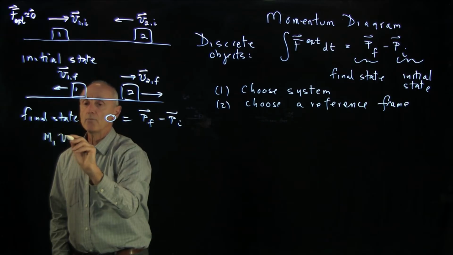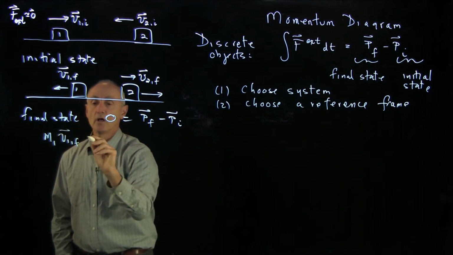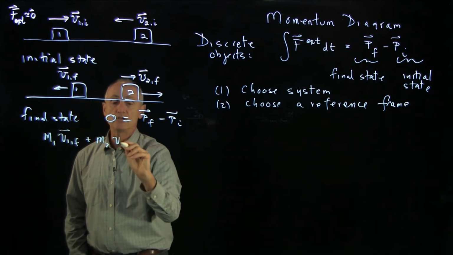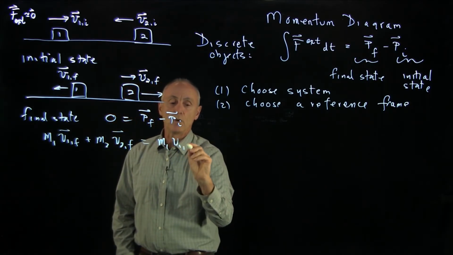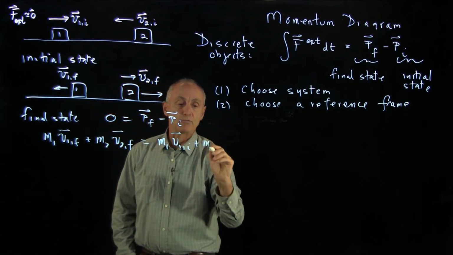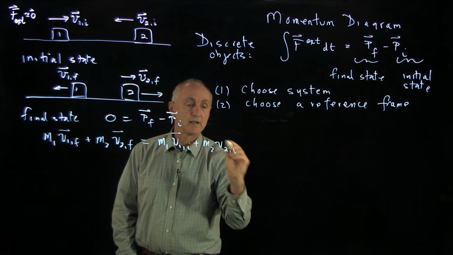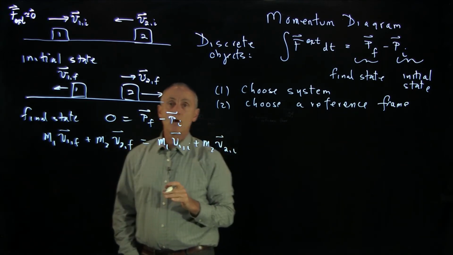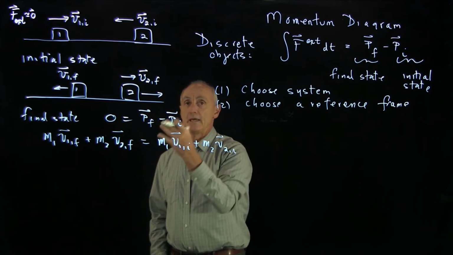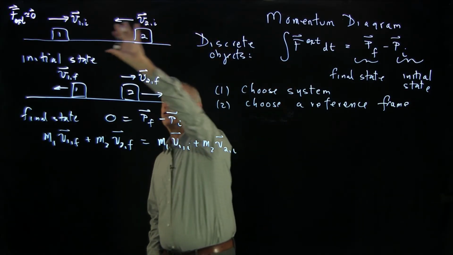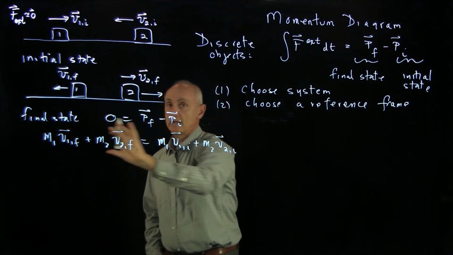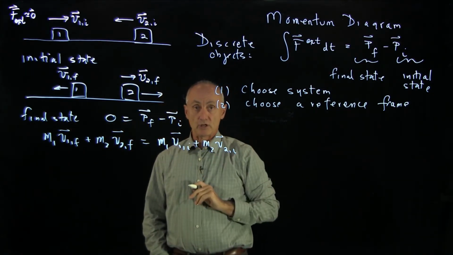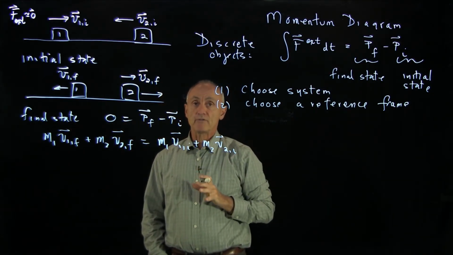So we can write down m1 v1 final plus m2 v2 final is equal to m1 v1 initial plus m2 v2 initial. And that's how we can represent a collision where there's no external forces and use our momentum principle to get a vector equation. Now, in many problems, you're given information.